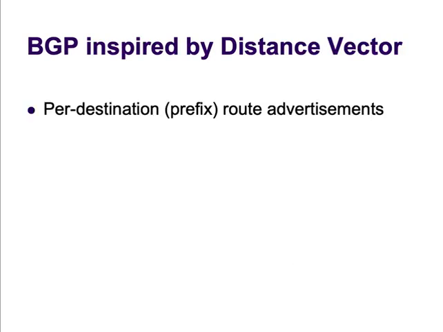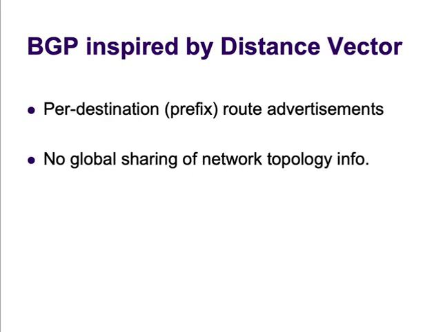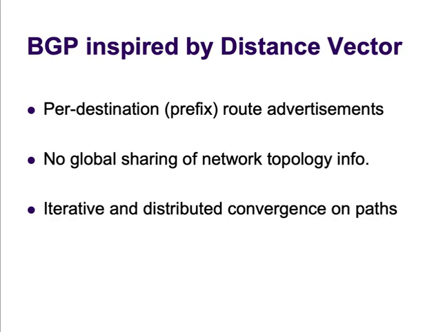When we say BGP is inspired by distance vector, there are really similarities. One is that we're doing these per destination advertisements. Destinations for BGP are prefixes. The second, there's no global sharing of network topology information. Instead, what we have is this iterative distributed convergence process. At no point am I telling everyone, these are my neighbors, these are my policies.